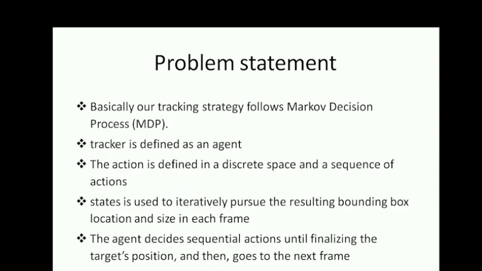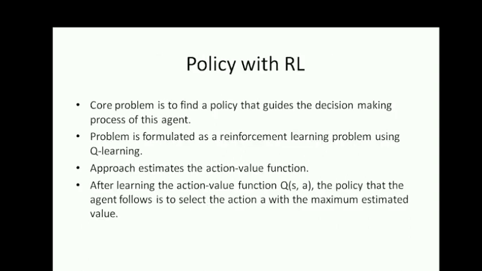And this is the problem statement. Basically, our tracking strategy follows a Markov decision process, and the tracker is defined as an agent. The action is defined in a discrete space and a sequence of actions and states is used to iteratively pursue the resulting bounding box location and size in each frame. The agent decides sequential actions until finalizing the target's position, and then goes to the next frame.